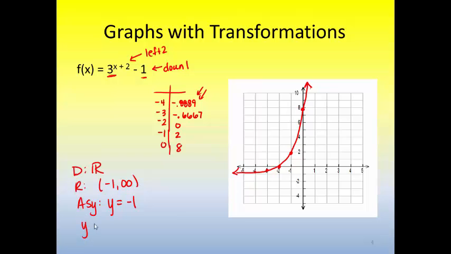And lastly, I have a y-intercept, which came up in my table very nicely at (0, 8). This one does have an x-intercept, so we can note it. It is (-2, 0). That one turned out pretty nice. All right, we're going to go on to the next one.